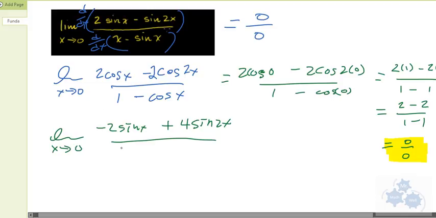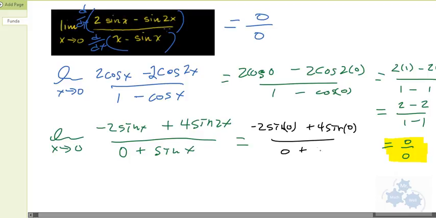So what's the derivative of 1? 0. What's the derivative of negative cos x? Well, the derivative of cos would be negative sine, so this should be plus sine x. Does that look right? All right, now we're going to get somewhere, right? So this is negative 2 sine of 0 plus 4 sine of 0, 0 plus... Doggone it! Look at it! 0 plus 0!